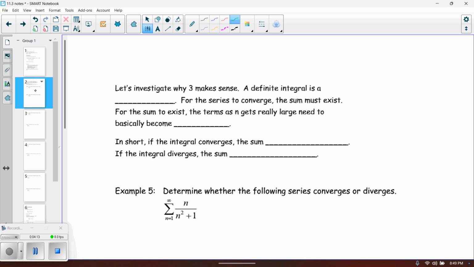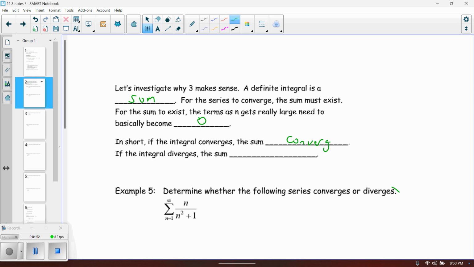All right, why does that number 3 on the previous page tend to make sense? Well, a definite integral is simply a sum, like we mentioned before. And for a series to converge, the sum has to exist. For the sum to exist, the terms as n gets really, really large need to basically become 0. Again, you are basically having to add up a bunch of zeros at the end. So in short, if the integral converges, the sum converges.